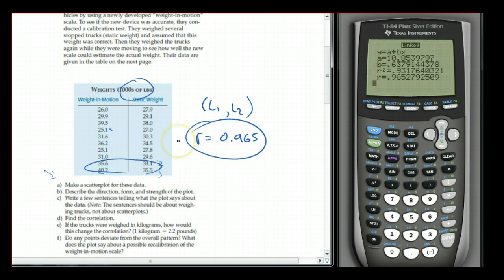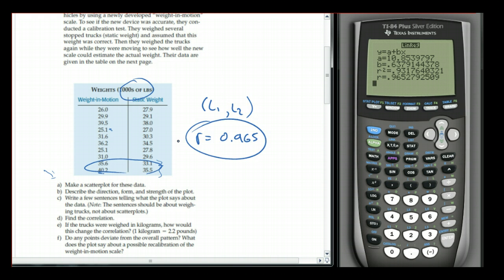Again, that is a very strong correlation, as we would expect if their weigh in motion tool is going to work. You want it to be close to 1. All right, let's look at part E. If the trucks were weighed in kilograms, how would this change the correlation? Well, it wouldn't change it at all, because that's a linear transformation. Adding or multiplying our data values by the same coefficients does not change anything.